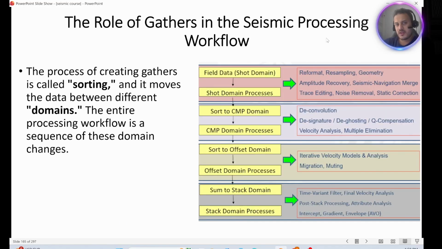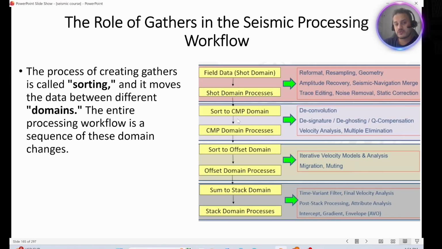How does the gathering or processing work? The process of creating gathers is called sorting, and it moves the data between different domains. So these are the domains. First we have the shot domain, where we collect the data in the field, and the processing here involves reformatting, resampling, and geometry.